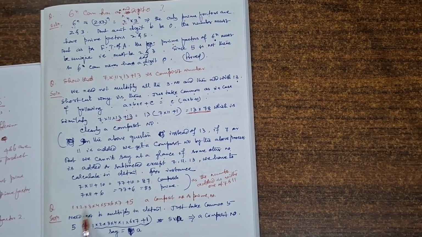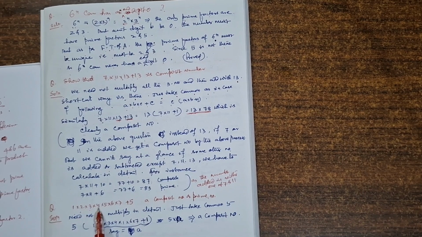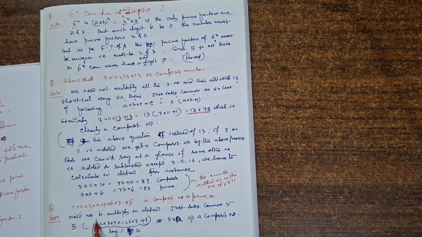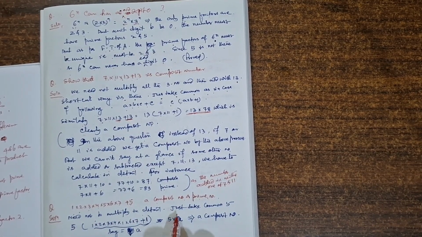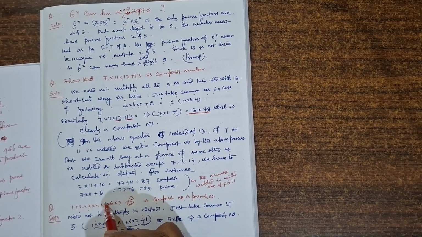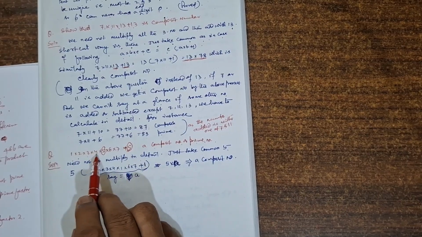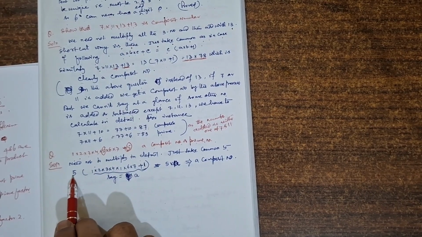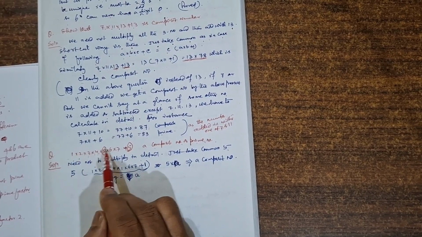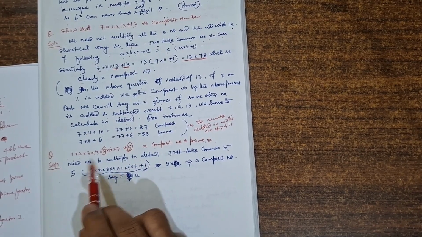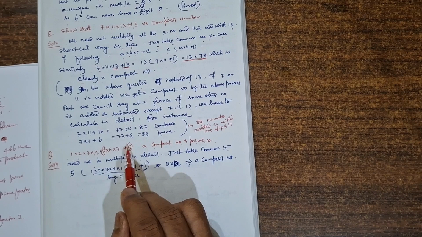Similarly, the question: 1 into 2 into 3 into 4 into 5 into 6 into 7 plus 5, is it a composite number or a prime number? Clearly, as before, it need not be multiplied in detail, just take 5 common because 5 is there. Here it is 5, here it is 5. It is added, it is multiplied. So if you take 5 common, every multiplication will be there except this 5. And 5 is taken outside, it is multiplied by 6 plus 1.